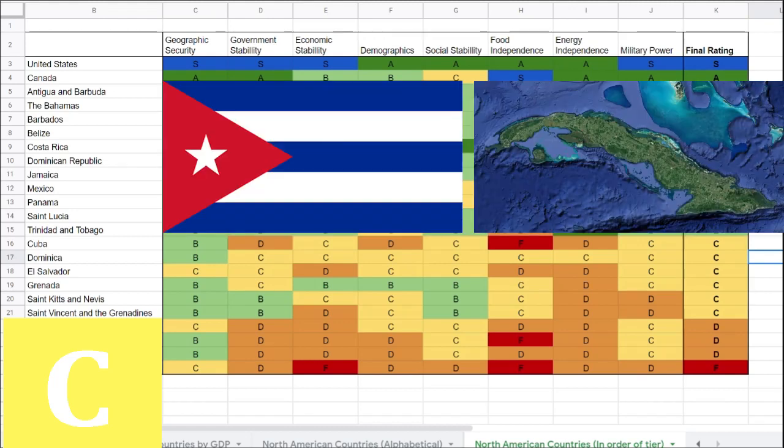C for Cuba, our first C tier nation. Geographic security is B, same reason as stated before. But the government stability is D, our first D tier government stability on this list. It is a corrupt communist dictatorial regime, not a very good combination at all. So that is not very good because most communist governments have failed in the past. There's only a few of them left in the world, and Cuba is one of them. And that's not good. But economic stability is actually C.